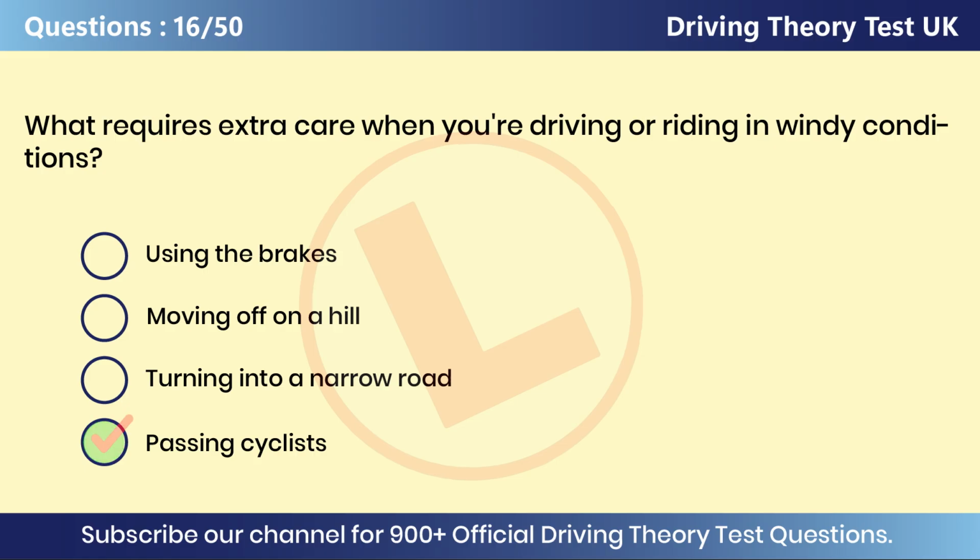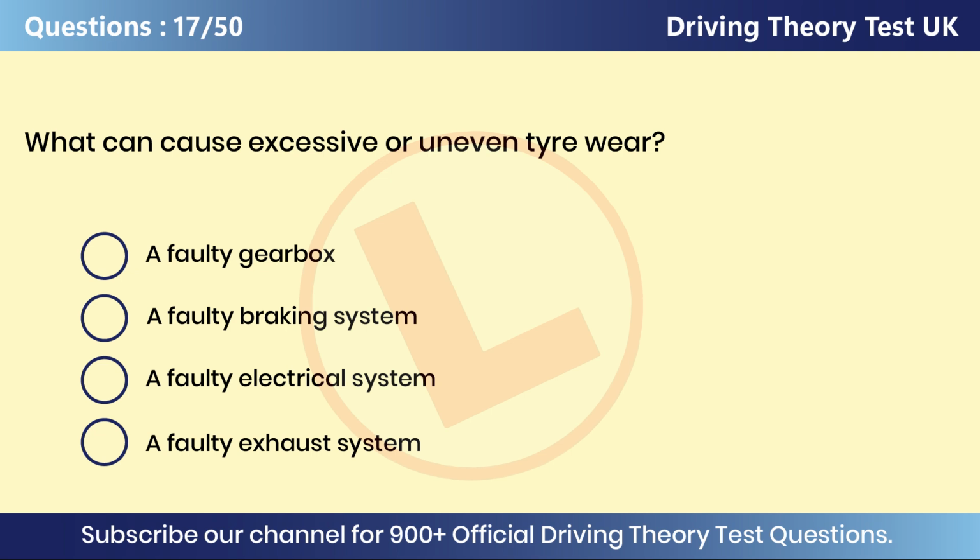D. Passing cyclists. Question 17. What can cause excessive or uneven tire wear? A. A faulty gearbox. B. A faulty braking system. C. A faulty electrical system. D. A faulty exhaust system.